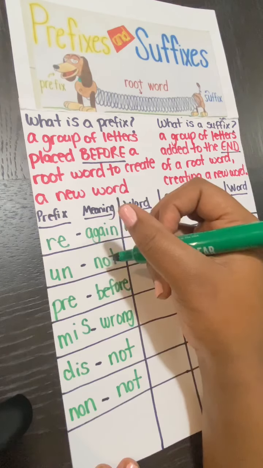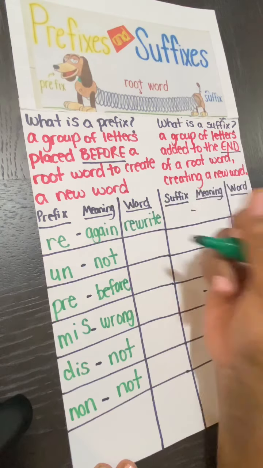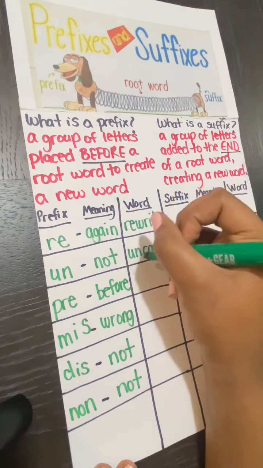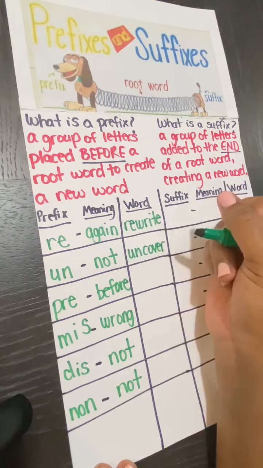Now I'm going to take un and add it to a root word to create a new word. Uncover. To uncover something means to not cover it. Now, can you add pre to a root word to come up with a new word? That's a great example. Pre-kindergarten. Pre-kindergarten means before kindergarten.